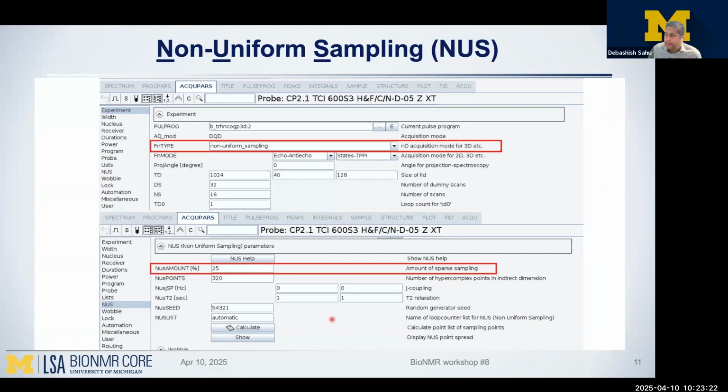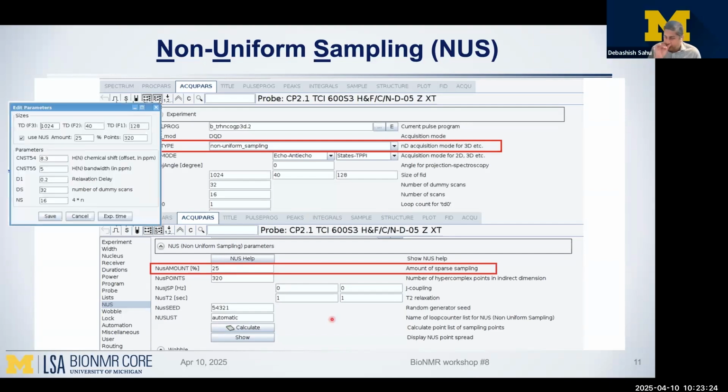And the other thing that you can also do is set these things in Biotop as well. So that means that you can type in the percentage NUS over here in Biotop, if that is how you set up your experiments, wherein it automatically calculates how many points it has to do, which just matches this number.